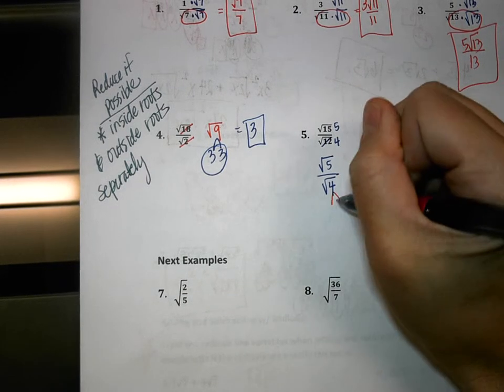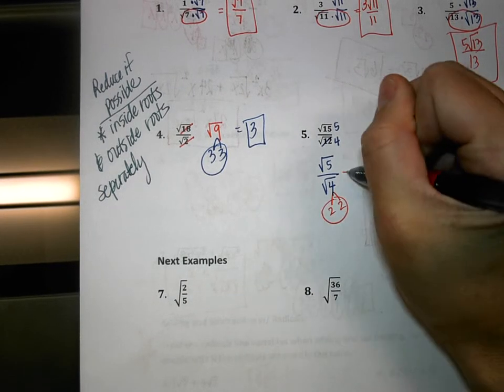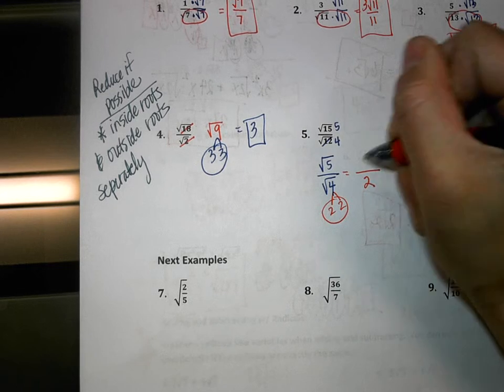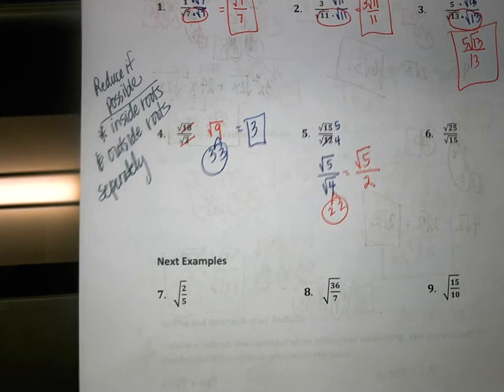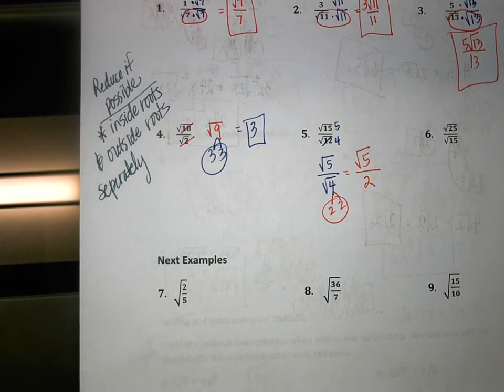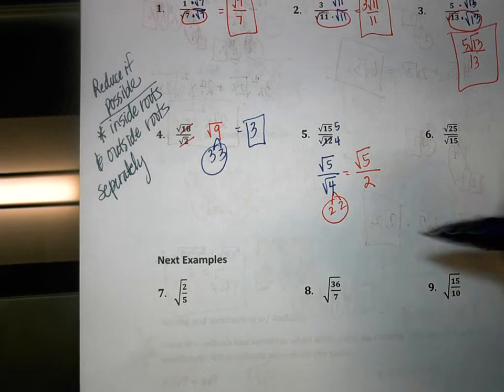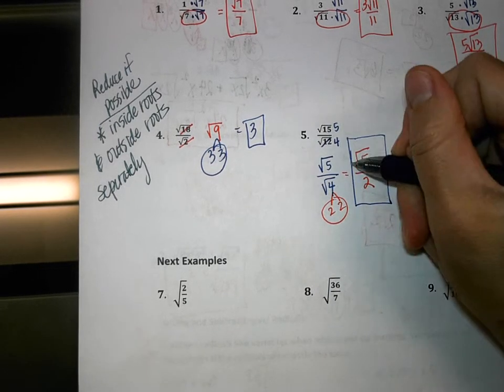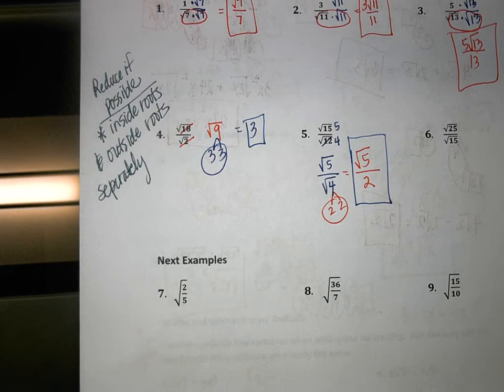2 and 2. And so I have a pair of 2's. So I end up with a 2 in the denominator. Do I now have a root in the denominator? No. So I don't have to worry about rationalizing the denominator. This is my answer. Okay, any questions on 5?